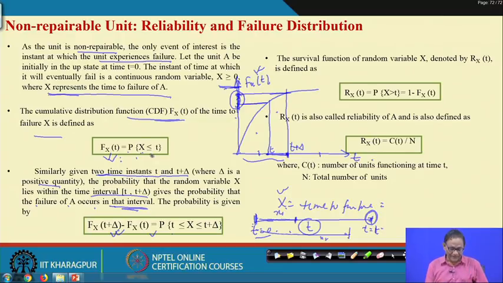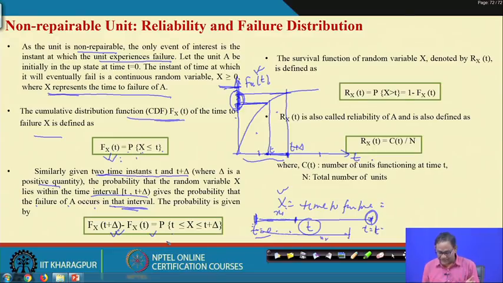Understood? First, probability x less than or equal to t: this is t, what is the probability? This is the probability that the unit will fail, that the time to failure of the non-repairable unit is less than or equal to t. The second one is that within this interval t and t plus delta t it will fail, what is the probability? This difference is the probability.